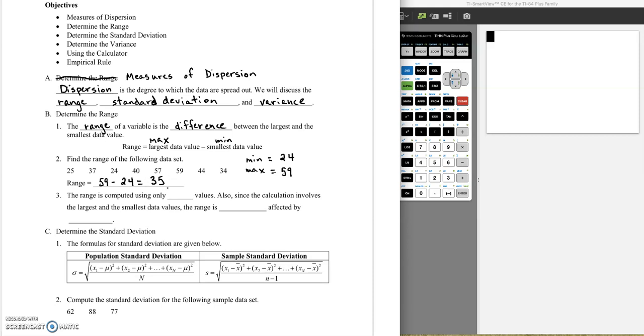So the range is computed using only 2 values. And since the calculation involves the largest and the smallest data values, the range is greatly affected by outliers. So the range is not resistant.